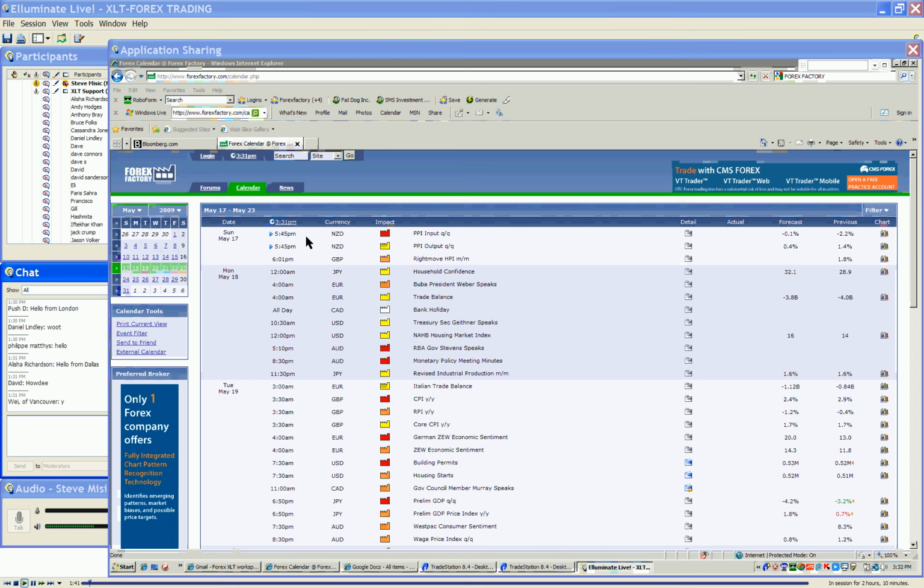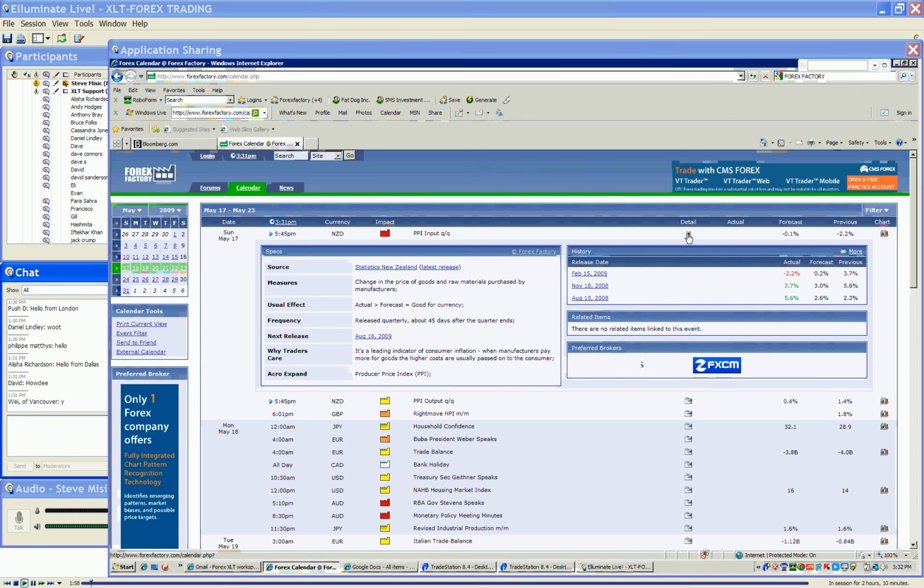So on Sunday today at 5:45 Central Time, which will be after our session ends, we're going to have Producer Price Index, which is a high impact for the New Zealand currency, and Producer Price Output quarter over quarter. For anybody who's not sure what a Producer Price Index is, it's the change in the price of goods and raw materials purchased by manufacturers. When a manufacturer gets ready to make something, he has to purchase raw materials, and of course he needs to know how much that's going to cost so that he can plan how much he can make of the product and what he can sell it for.